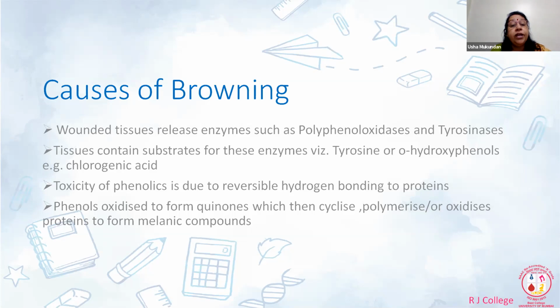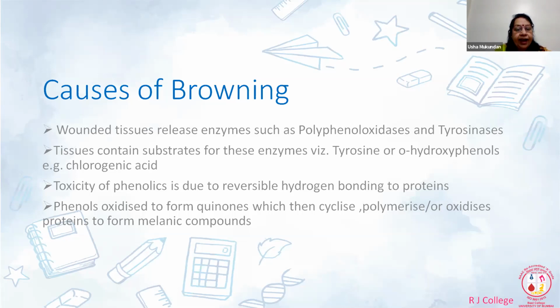Now, tissues, what do they contain? They contain substrate for these enzymes. So there can be chlorogenic acid, there can be gallic acid or hydroxyphenols. Then why are they toxic to the tissue? Because the phenolics will bind reversibly to the proteins. How do they bind? By hydrogen bonding. So when proteins get bound, they will not be available for proper cell differentiation, proper growth and development of the explant, and ultimately the explant will become necrotic and it will die.